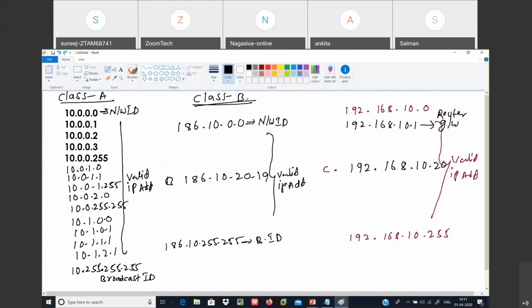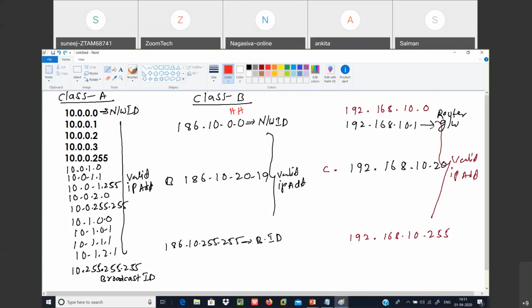Take a class B example, 186.10.0.0. Zeros in the host portion is what? Network ID. 255 in the host portion is what? Broadcast ID.